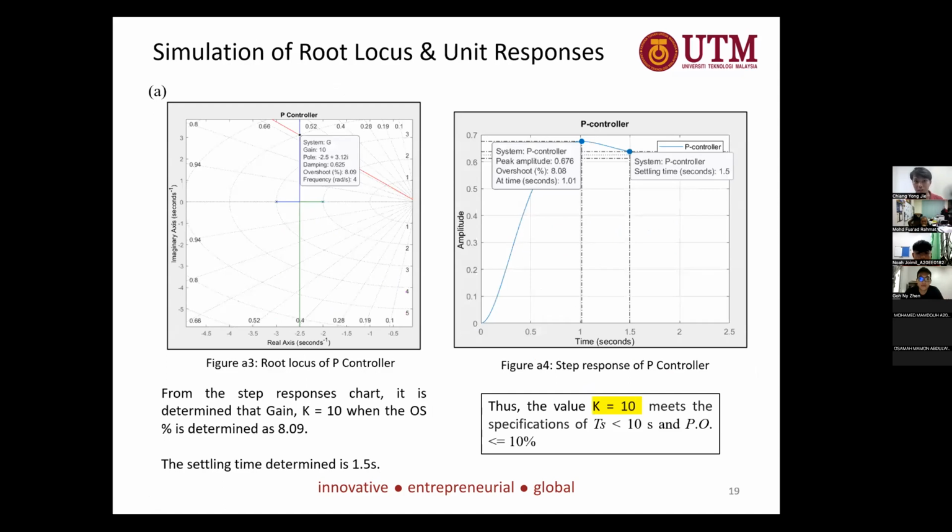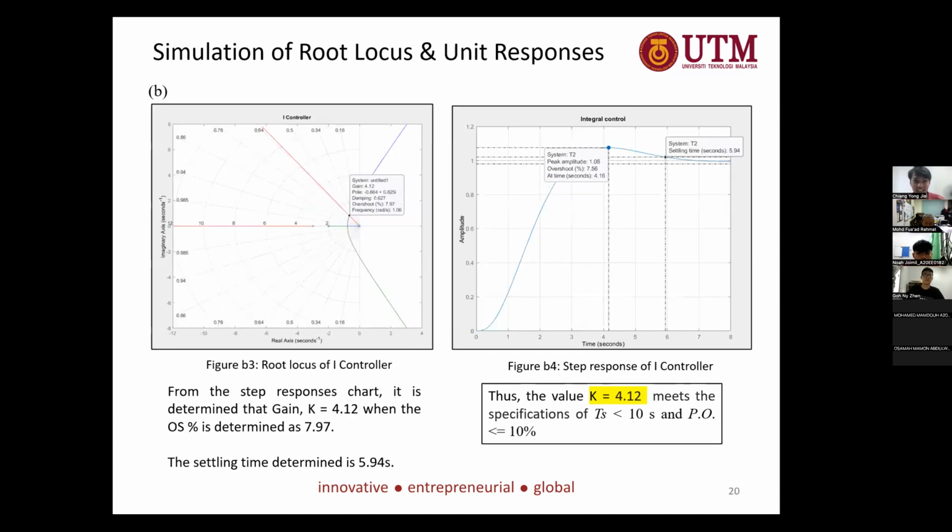This is the simulation result for question A, which is the P controller. Based on the chart given and based on a degree of 51.02 degrees, I will be able to get the gain of 10, and the percentage overshoot is determined as 8.09. This is similar to the one I showed Dr. just now, which is the gain value of 10. I also plot out the step response to get the settling time, which is 1.5 seconds.